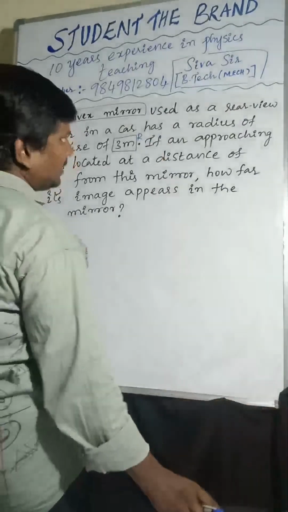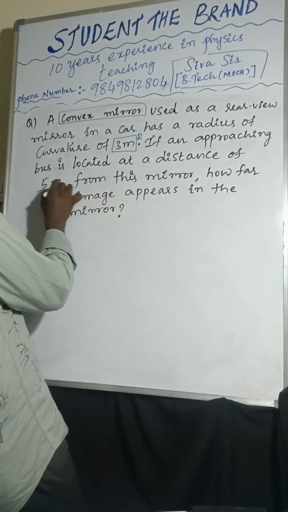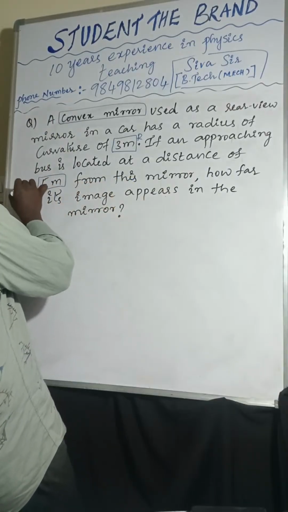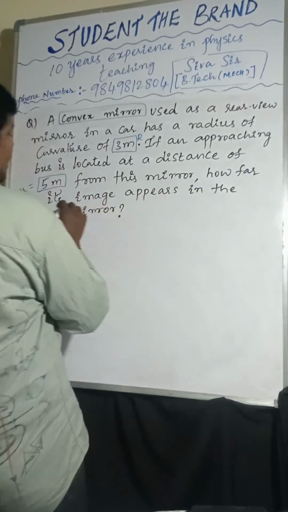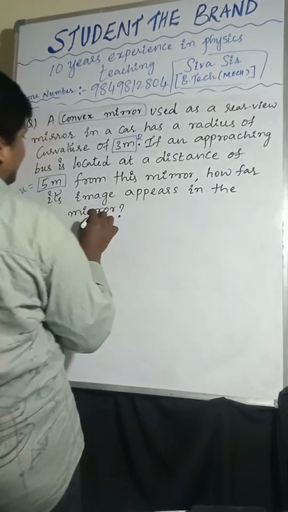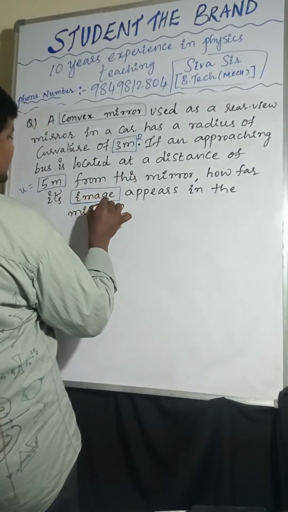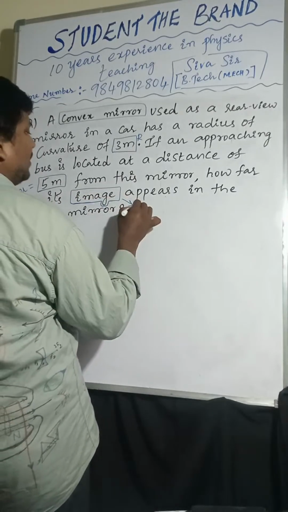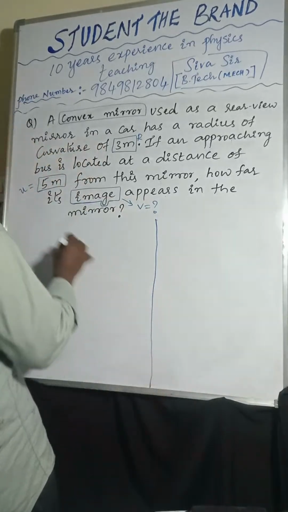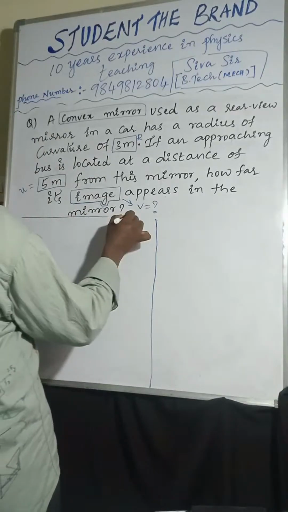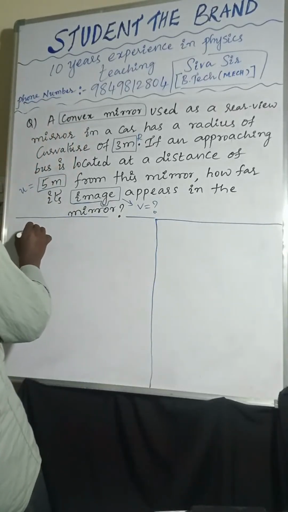And if an approaching bus is located at a distance of 5, the bus is nothing but the object distance. The object distance is given, along with the radius of curvature of the mirror. How far does its image appear in the mirror? So they are asking us to find the image, which means we have to find the v value. For that, we can draw the figure first and write the given data.